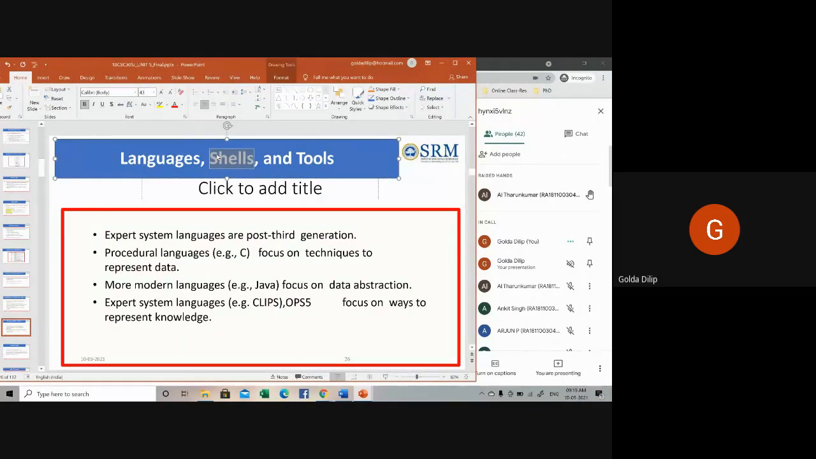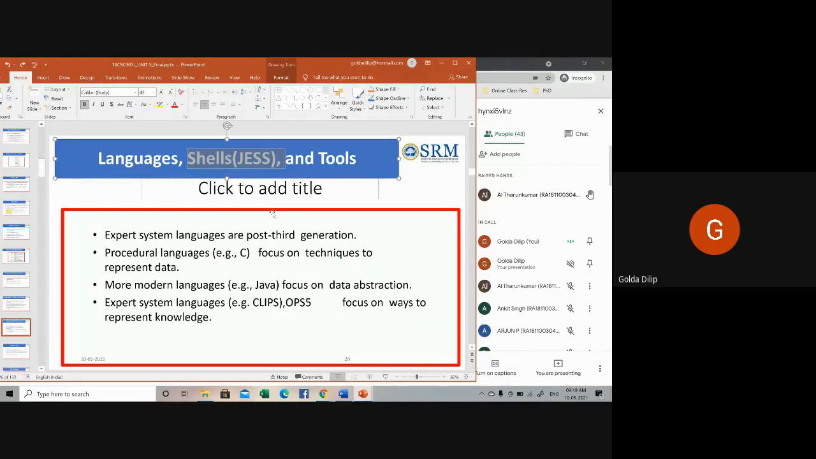For example, you would have come across or heard about Java, I'll put it here in brackets, JESS, that is Java Expert System Shell. That provides fully developed Java APIs for creating your expert system. So that's regarding shells.